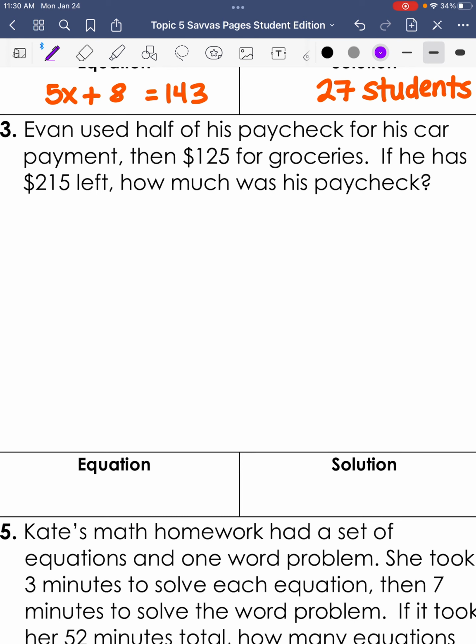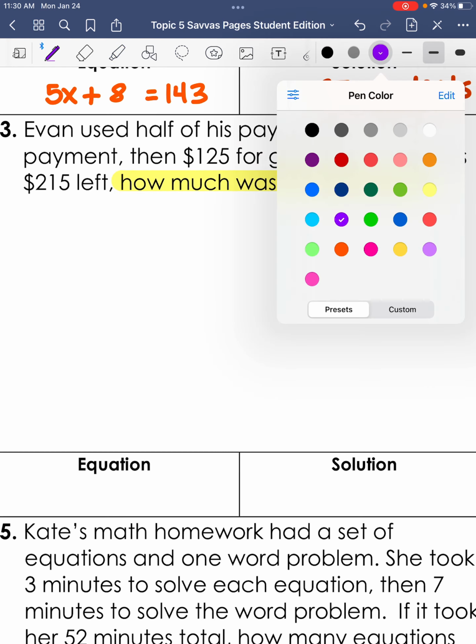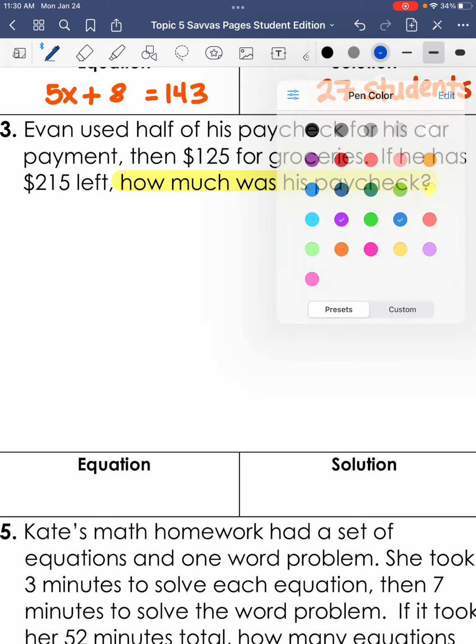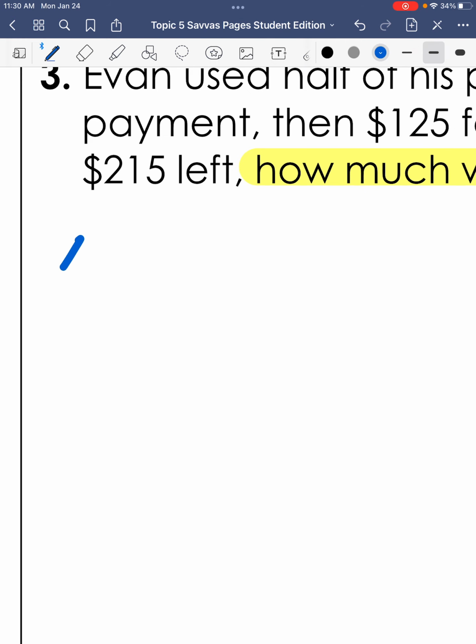Evan used half of his paycheck for his car payment, then $125 for groceries. If he has $215 left, how much was his paycheck? So I'm trying to answer this question right here. How much was his paycheck? So it doesn't matter what variable we use, but I'm going to use x because it's common. So x represents the paycheck amount, right?